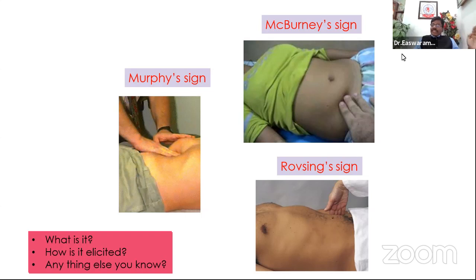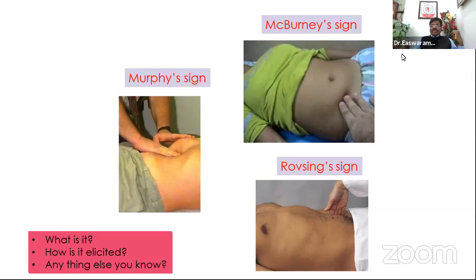So Rovsing sign is another equally sensitive sign, less commonly used. If they ask you Rovsing sign, you tell, it is another sign like McBurney sign to confirm the diagnosis of acute appendicitis, sir. In this sign, when I put my hand and feel the left iliac fossa, the patient will perceive pain in the right iliac fossa. So pressure in the left iliac fossa, perception of the pain in the right iliac fossa by the patient. That is because the shifted viscera in the abdomen cause tenderness because of the impingement on the inflamed parietal peritoneum over the inflamed appendix.